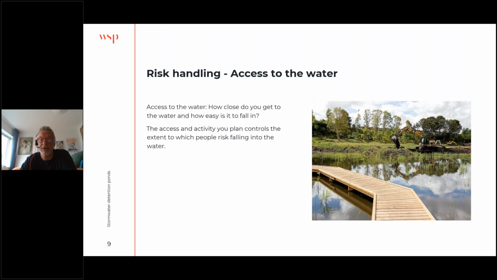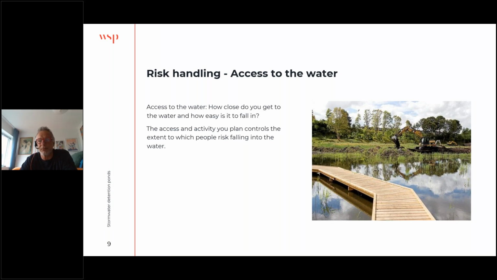This is from another project. I love the project. It's beautifully designed, but when it comes to safety, I consider this quite dangerous, because here's a bridge. Everybody has access to the bridge, and the water around the bridge is about 1 meter deep. So for adults, it's not a problem, but if kids fall in and they're alone, they're into problems.